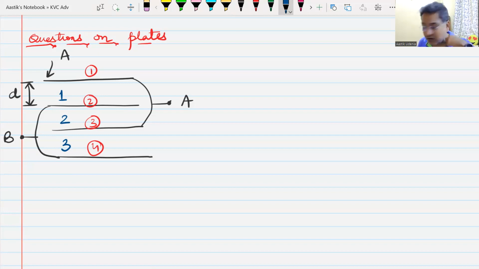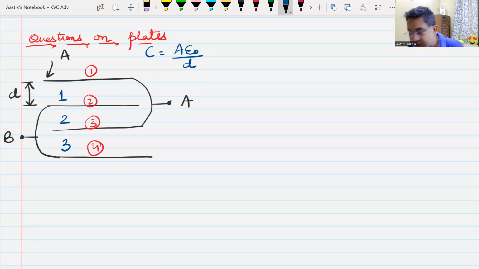The capacitance of all these 3 capacitors is the same, because the area of the plates is the same and the distance between the plates is the same. Do we understand this? So what we are going to do is reconnect these plates and see how they are connected, and from there you will be able to find out the capacitance of this system.